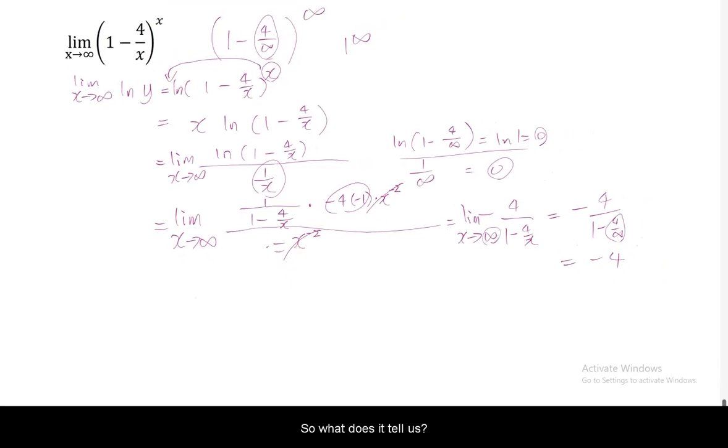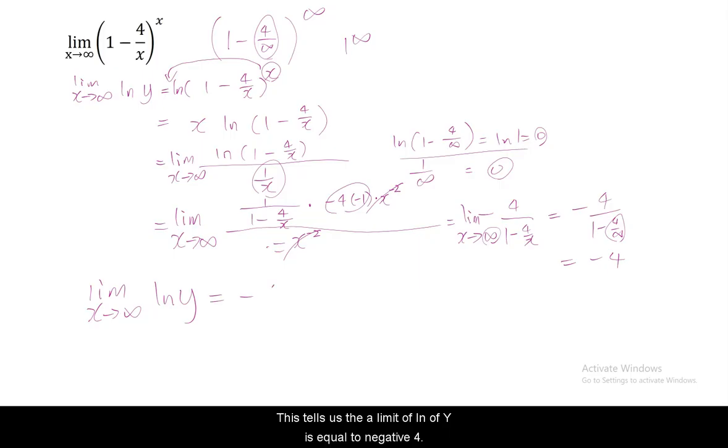So what does it tell us? This tells us the limit of ln of y is equal to negative 4, but we're looking for the limit as x approaches infinity of y, right? So if the limit of ln of y is negative 4, then y equals e to the negative 4, and that will be the answer because the limit of y is the limit of what we're looking for.